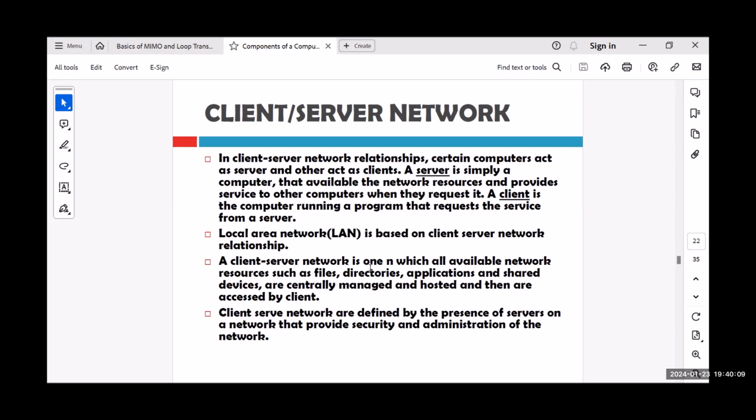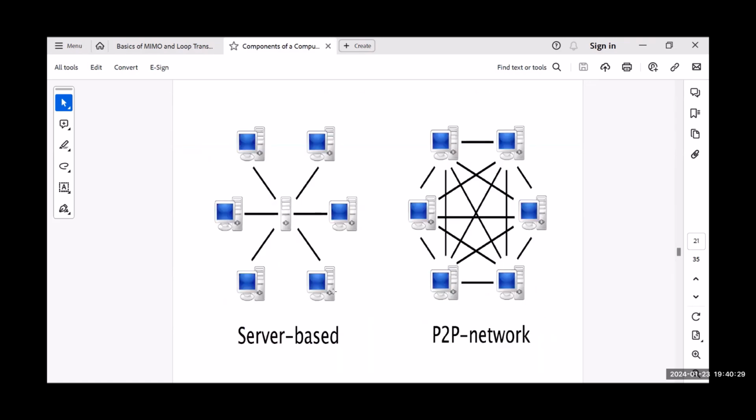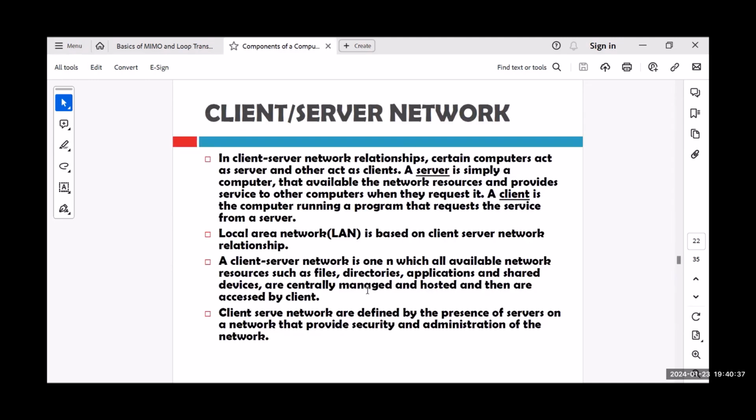A client-server network is the one in which all available network resources such as files, directories, applications, and shared devices are centrally managed and hosted and then are accessed by the client. The client-server network is defined by the presence of servers on a network that provide security and administration of the network. So obviously, you have a dedicated control mechanism over the other PCs within the network, right? That is more secure.